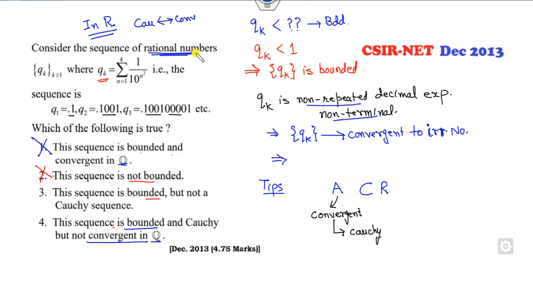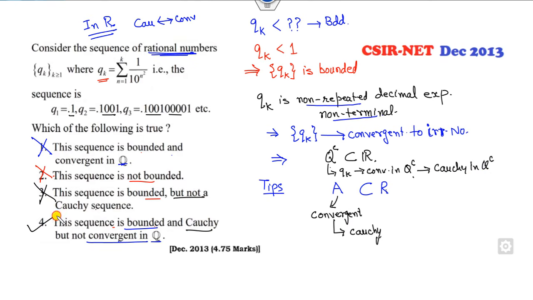Now look at that. This is my rational number. Q is a subset of R, and we prove for the irrational numbers. If I say Q complement is a subset of R, I prove Qk is my sequence which is convergent in Q complement. So it means it is also Cauchy in Q complement. So the statement that it is not Cauchy is wrong, because it's a Cauchy sequence, Cauchy in the irrational numbers, and Cauchy is the correct option. Not convergent in Q is the right answer. Only option D is left, so D is the right answer.